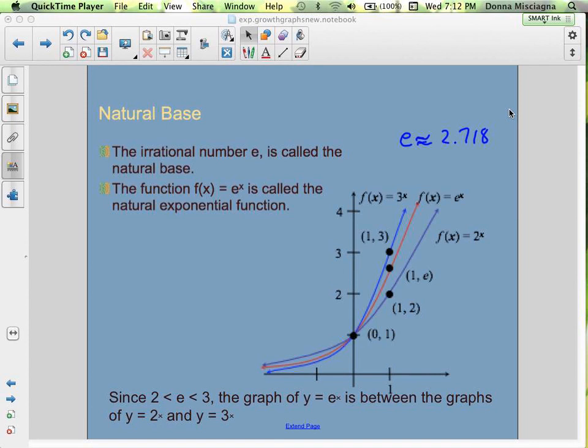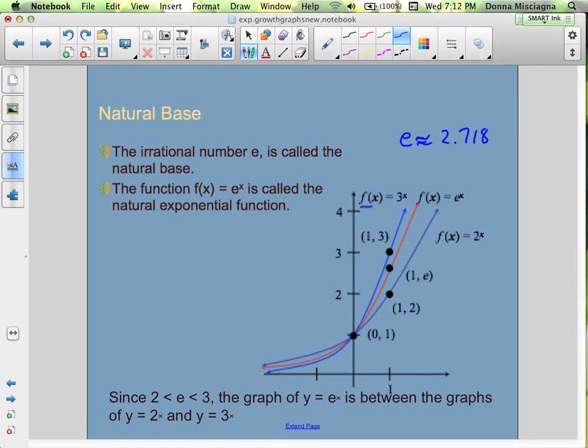Since e is in between 2 and 3, the graph of y equals e to the x is between the graphs of y equals 2 to the x and y equals 3 to the x. The dark blue graph is f of x equals 3 to the x. The light blue graph is f of x equals 2 to the x. So f of x equals e to the x is growing faster than f of x equals 2 to the x because e is larger than 2. And it's growing slower than f of x equals 3 to the x because e is smaller than 3.